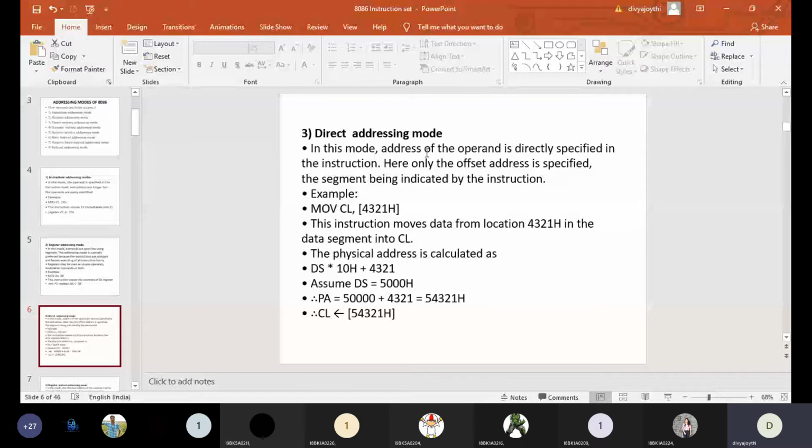In this particular mode, the address of the operand is specified in the instruction. Address of the operand, that too the offset address, is specified. Offset is specifically directed to the location where data is being stored. So that is about the direct addressing.